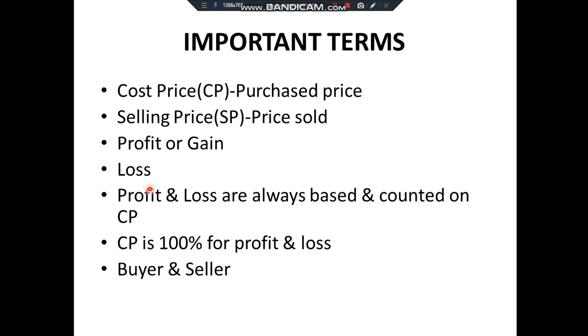And always remember that profit and loss are calculated based on cost price and not selling price. Always CP is the base for profit and loss, and also for profit percentage and loss percentage, okay? Then CP is always considered as 100% in terms of profit and loss, okay? If a transaction occurs, okay, there are two important persons in a transaction. One is a buyer and the other a seller, okay?